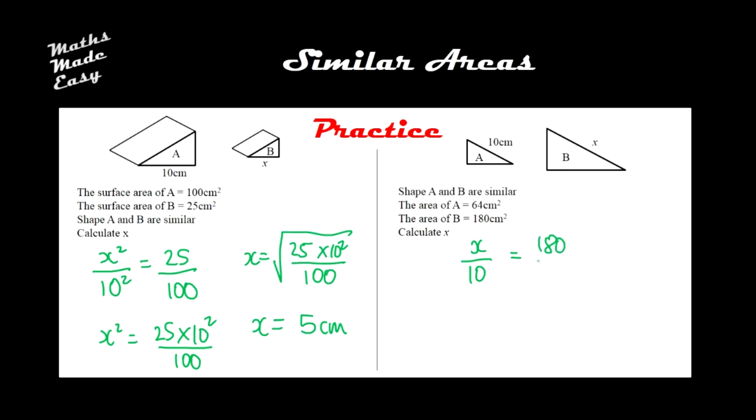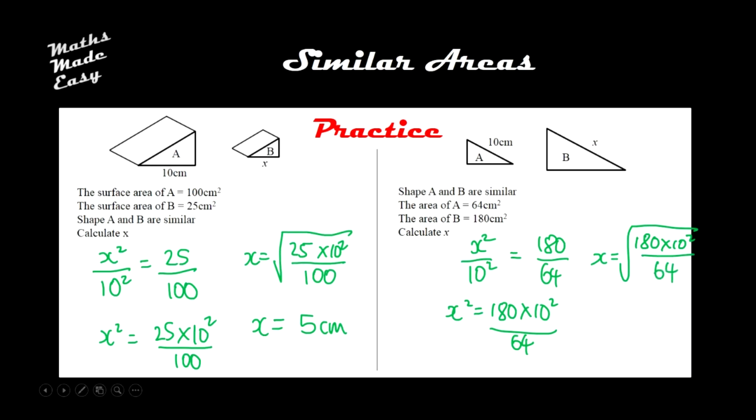For this next question, I have x over 10 equals, so x is my larger length, so I need my larger area on the top of this fraction, divided by 64. I then square my length scale factor, so x squared equals 180 times by 10 squared divide 64, so x will equal the square root of all of this, 180 times 10 squared divided by 64. And when you then square root that and type that into your calculator, you will get x as 16.8 centimeters. That concludes this video on similar areas.